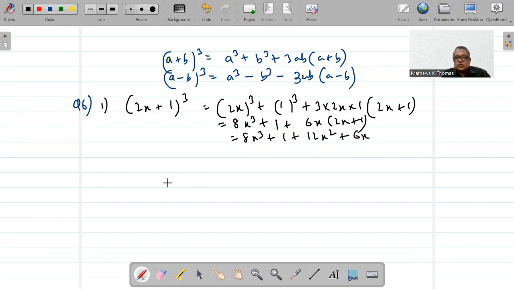So whatever I've done, I just used a cube plus b cube plus 3ab bracket a plus b, and opening the bracket, we are getting the required result. So you can compare your answer, whether it is matching with mine if you have started doing on your own. So 8x cube plus 12x square. If I write in standard form, the x cube term will come first, then the x square term, then 6x plus 1. Okay, so this is the first part.